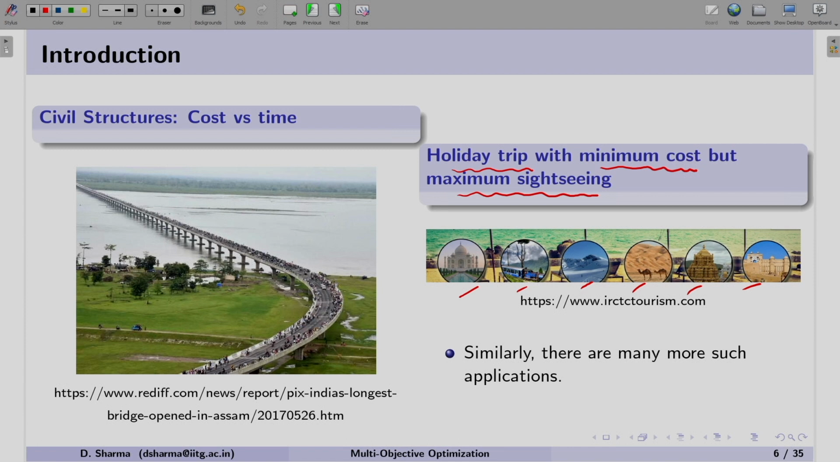Similarly, there are various examples as well as practical applications where we have more than one objective. It can be 2, it can be 3, or it can be many more, and all these objectives are conflicting in nature.